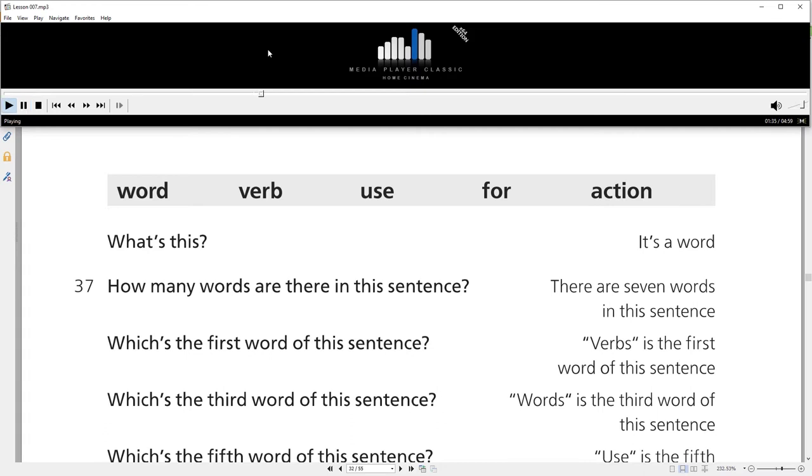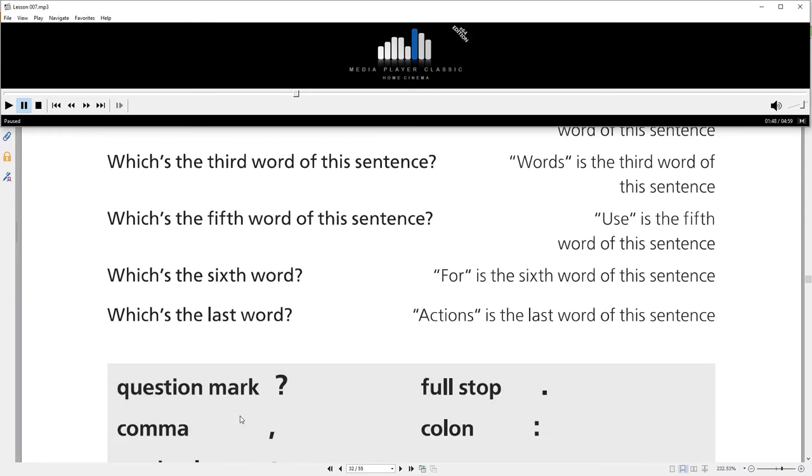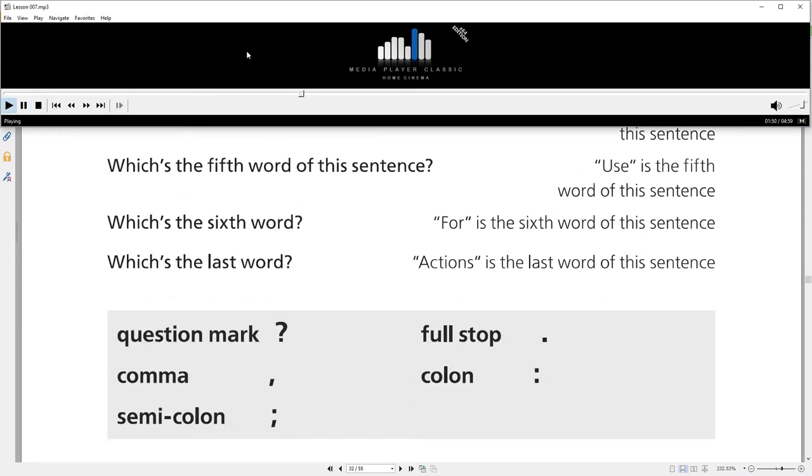Which is the first word of this sentence? Verbs is the first word of this sentence. Which is the third word of this sentence? Words is the third word of this sentence. Which is the fifth word of this sentence? Use is the fifth word of this sentence.